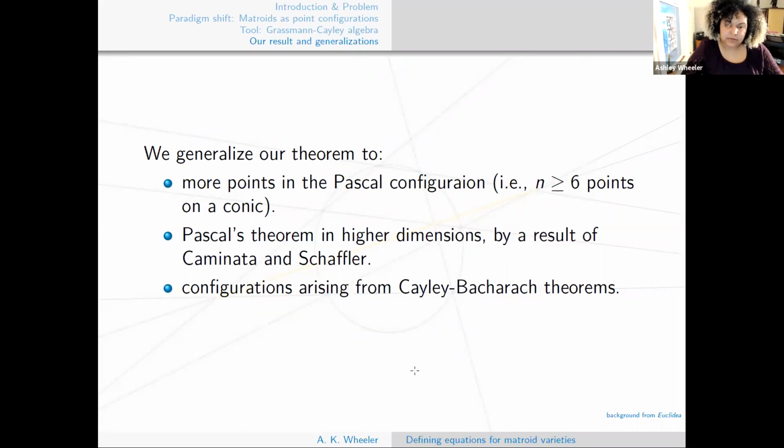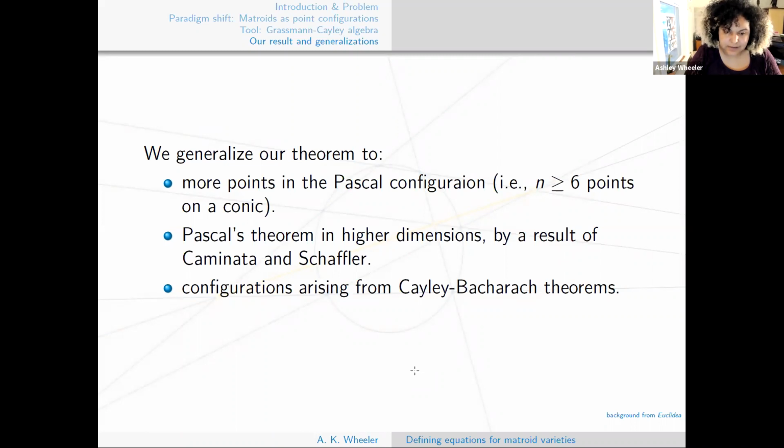And then we also looked at matroid varieties corresponding to configurations arising from Cayley-Bacharach theorems. An example of a Cayley-Bacharach theorem would be Chasles' theorem, and I hope I'm pronouncing that name right. I've never known how to pronounce it. It says that if you have 2 cubics intersecting in 9 points, and a third cubic passes through 8 of those 9 points, then it has to pass through the 9th.